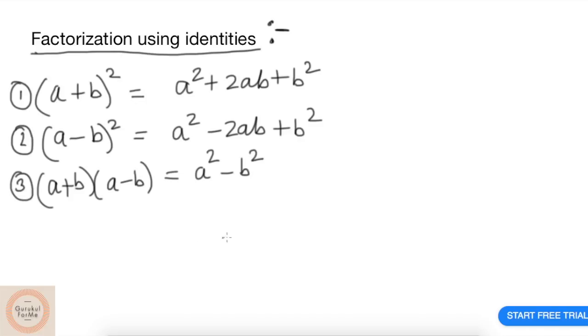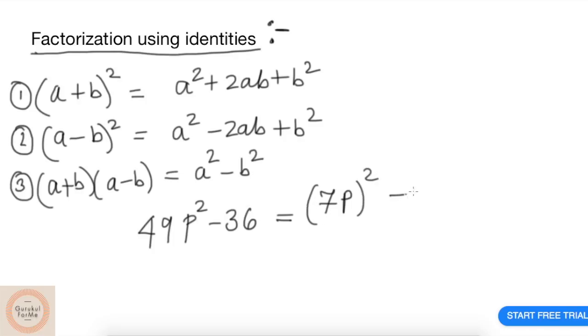Can we use them to factorize an algebraic expression? For example, if this is given to you, would you do something drastically here? What would you know here? You would know that this is 7p square minus 6 square.